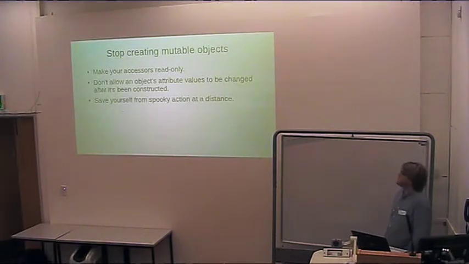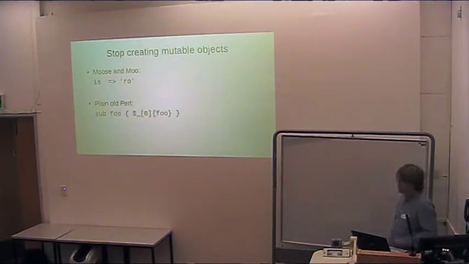So, to resolve this, the best way to do it is to make your accessors read-only, so that if an object can't be updated, then you don't have any problems with spooky action at a distance. You can validate all the incoming information in the constructor for the object, and then you don't need to worry about it changing later and becoming invalid. In Moose or Moo, you just use is => 'ro', and that will make your accessor a read-only accessor, and you don't need to worry about people trying to change it.